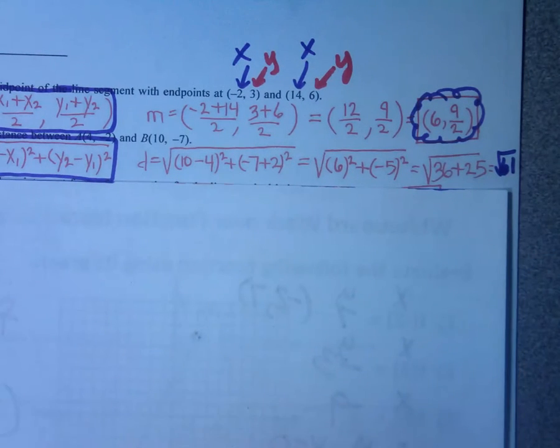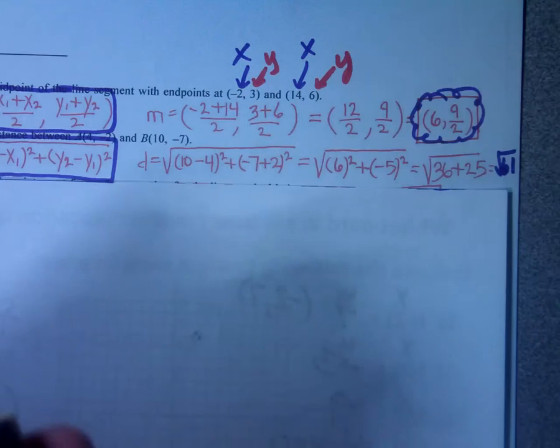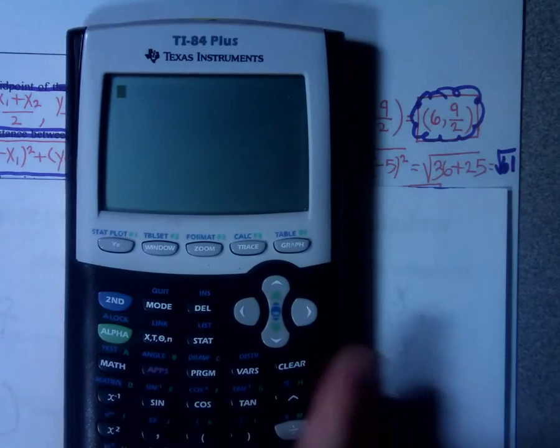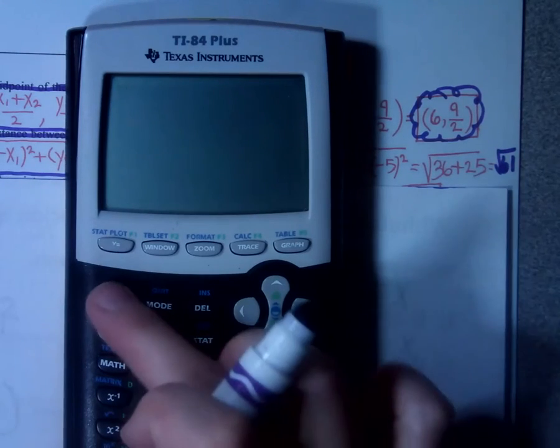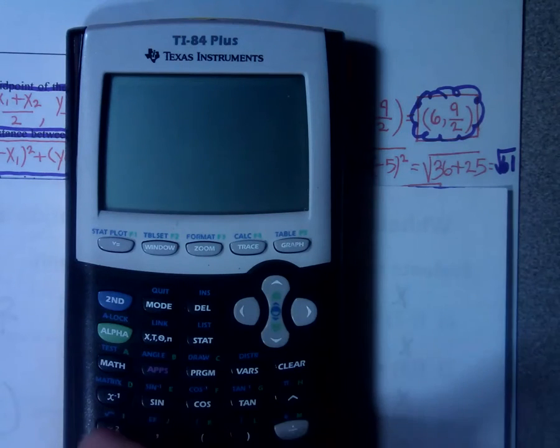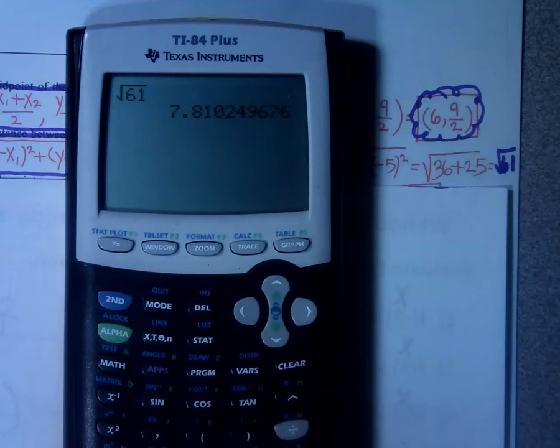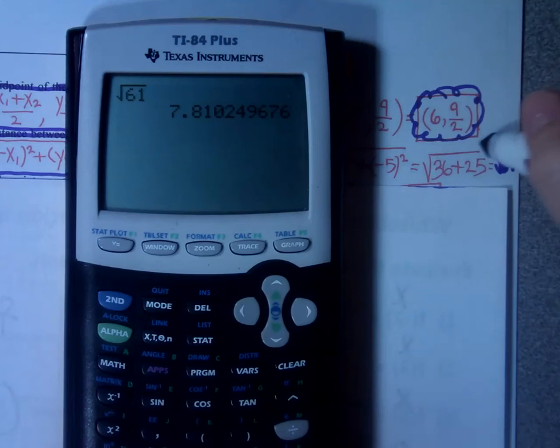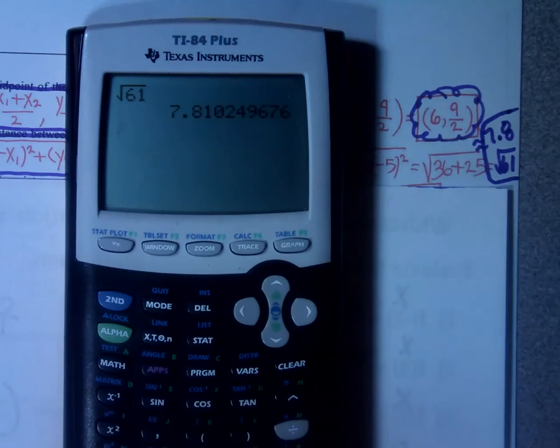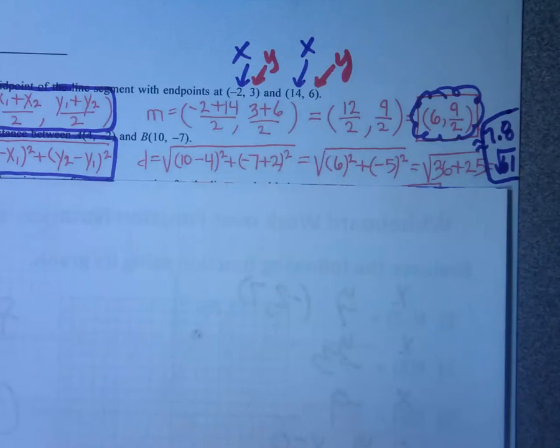Now, if we wanted to know a decimal equivalent to that, then I am just going to put the square root of 61 in my calculator. So I hit the second and the x squared button, square root of 61, and I can see that it's about 7.8, and that's if we round to the nearest tenths. So about 7.8. So just so we have practice with both of those answers.